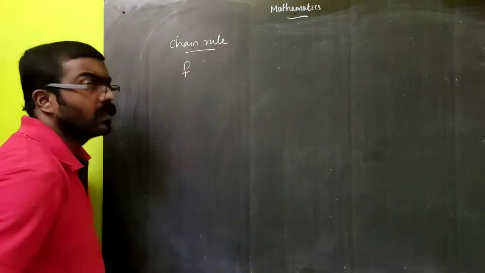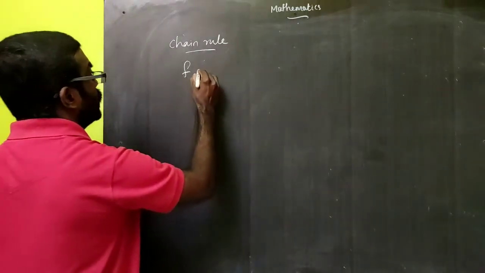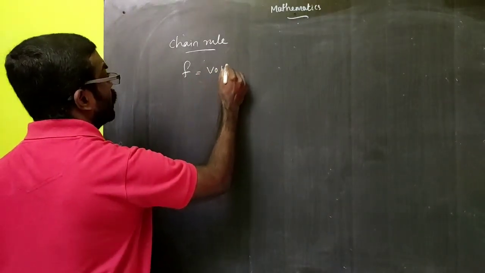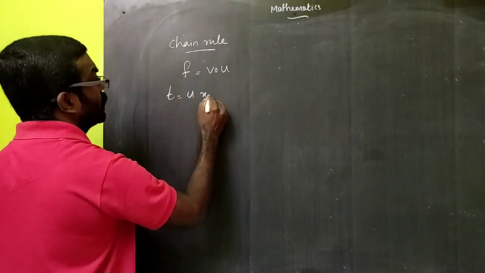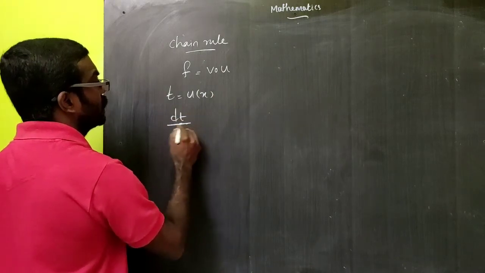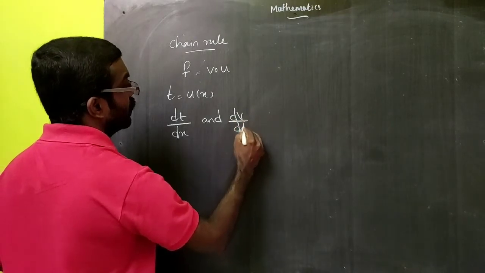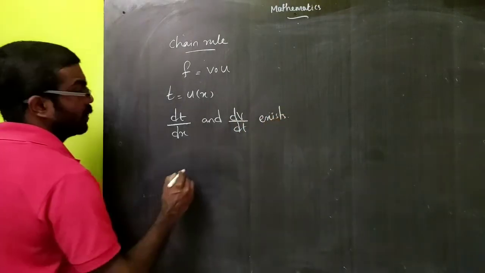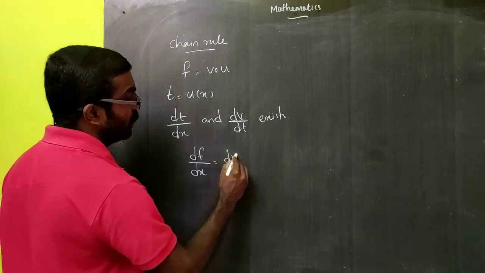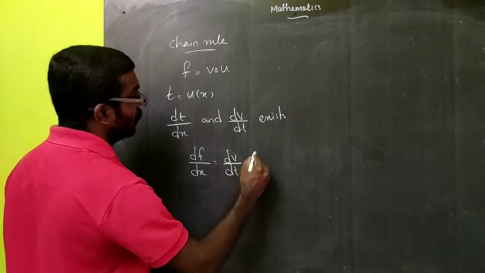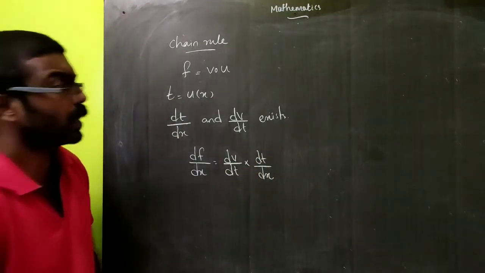Let f be a function which is a composite of two functions u and v. That is f is equal to v composition u. Suppose t is equal to u of x, and both dt by dx and dv by dt exist. Then we have df by dx is equal to dv by dt into dt by dx. So this is called chain rule. We can consider an example.